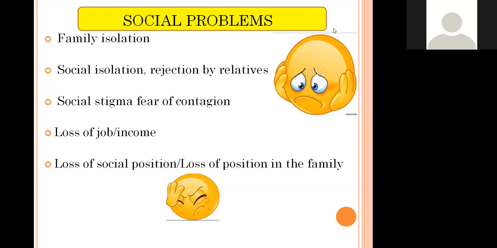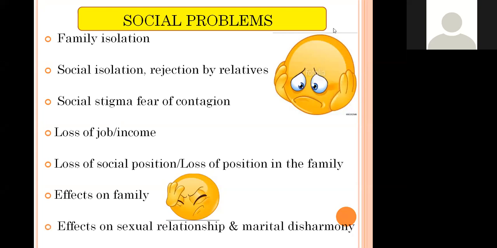Then loss of social position or loss of position in the family, like earlier the patient, if he was the decision maker in the house, now after being diagnosed with this illness, he is confined to his bed and cannot make decisions. What to eat and what not to eat are being decided by other family members. Effects on family, like it can be financial, it can be due to embarrassment due to stigma or distress, or they may feel helpless as they are unable to comfort their loved one. It can be depression, etc.